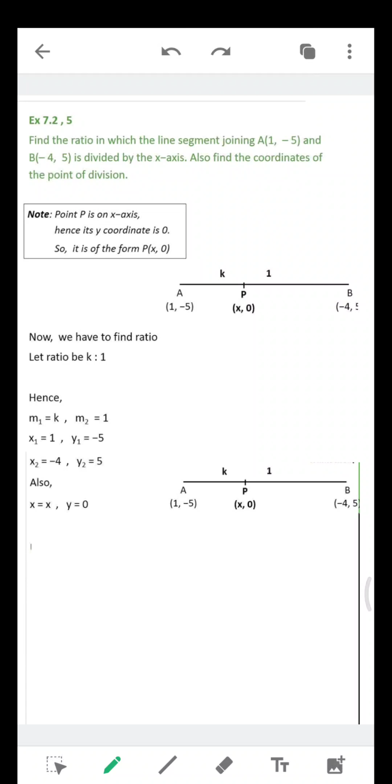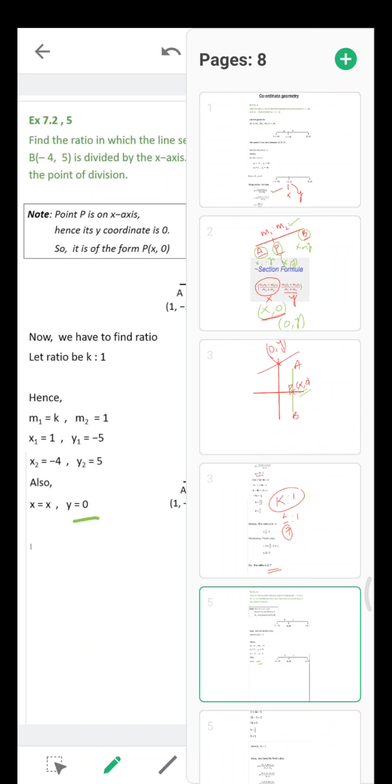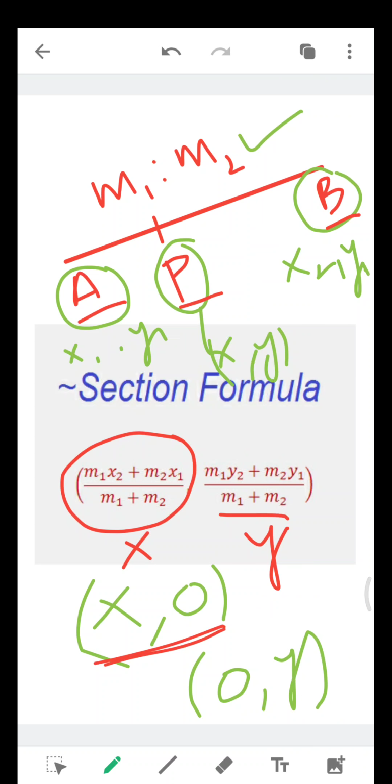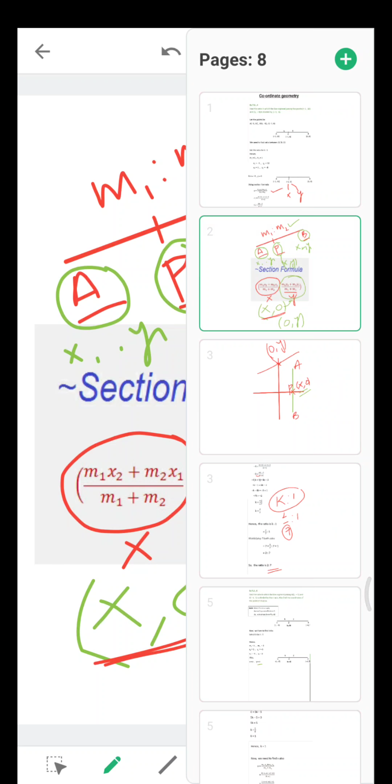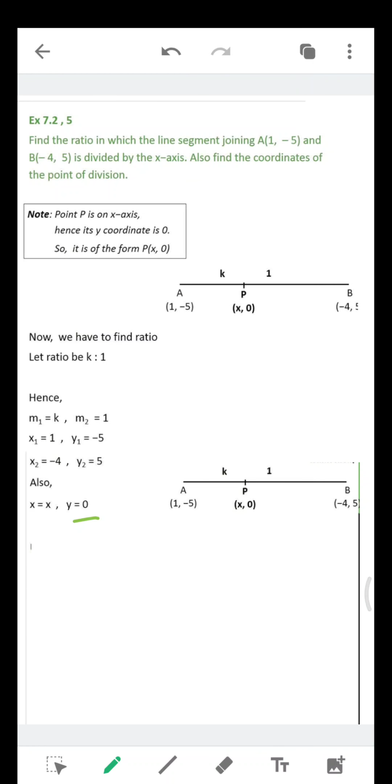Now in which part we should substitute it to find the value of k? So it's better if I substitute it in y because the y coordinate is 0 here. If I substitute in the y part, what is the part y in this? m1 y2 plus m2 y1, this part. Because this part is x and this part is 0. So if I take the y part, I'll directly get the value. Okay, let's see that here now.